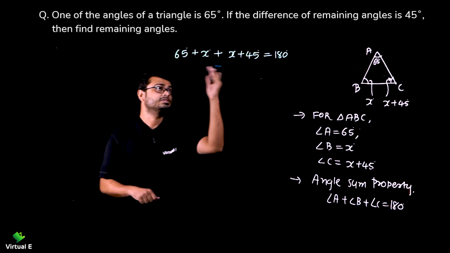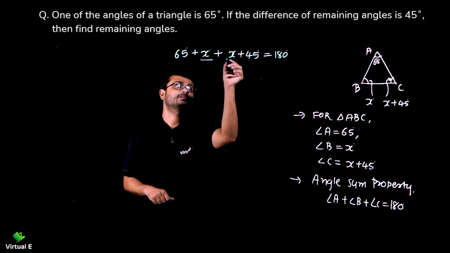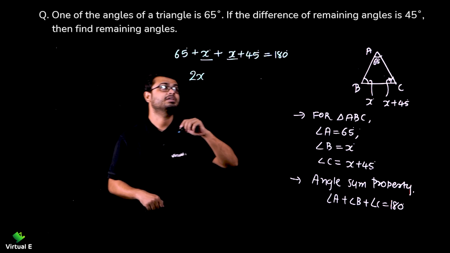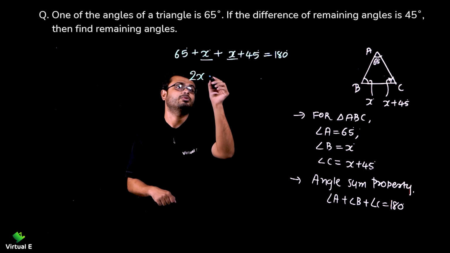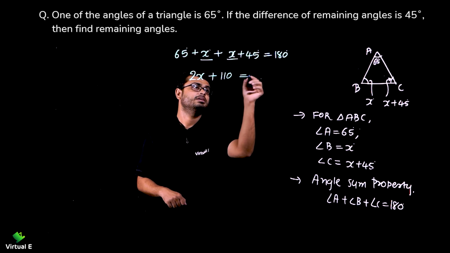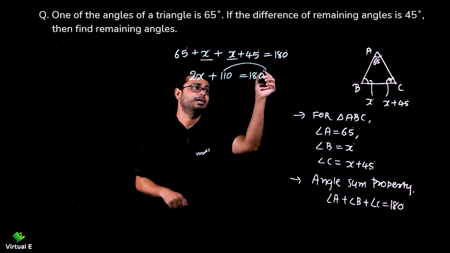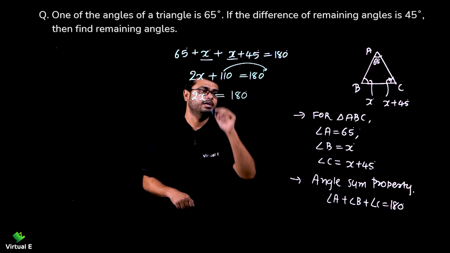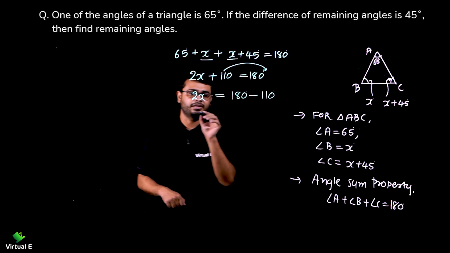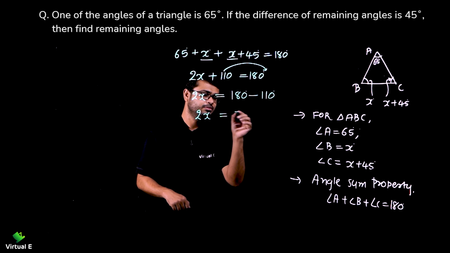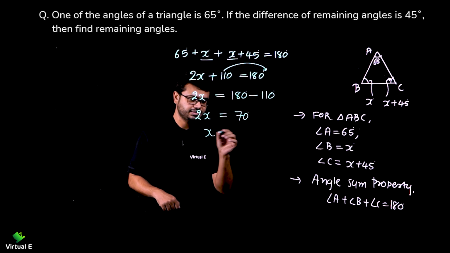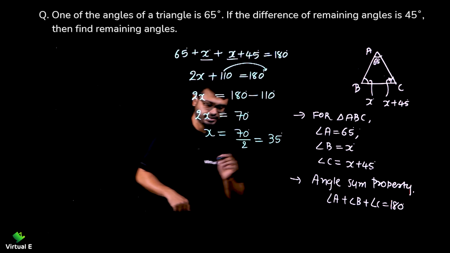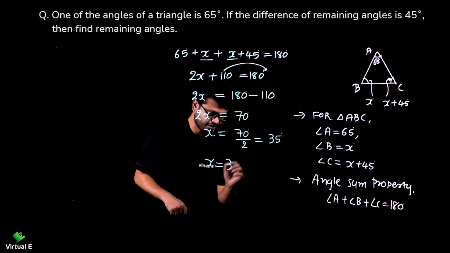Again, this is a linear equation in one variable. You have x here. Simplify and get the answer. So x and x will make 2x. Here 65 plus 45 makes 110. So 2x plus 110 is equal to 180. Let's shift over that side. So 2x is equal to 180 degree minus 110 degree. So 2x is equal to 70 degree. X is equal to 70 degree by 2, that is 35 degree. So the value of x is 35 degree.